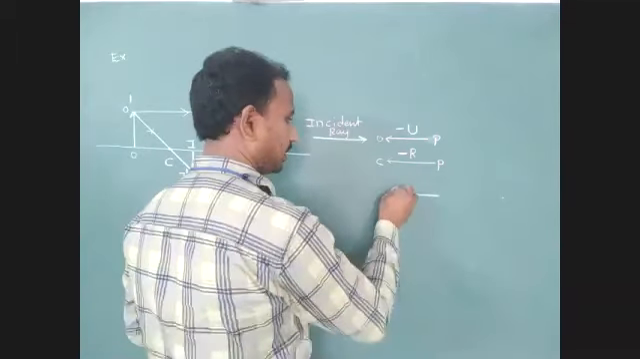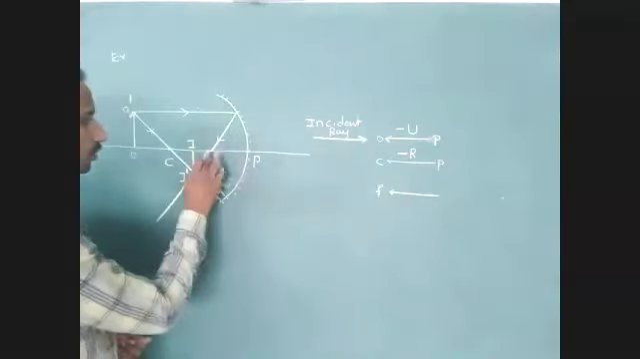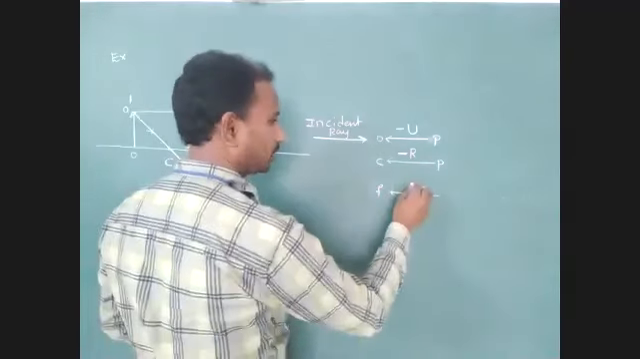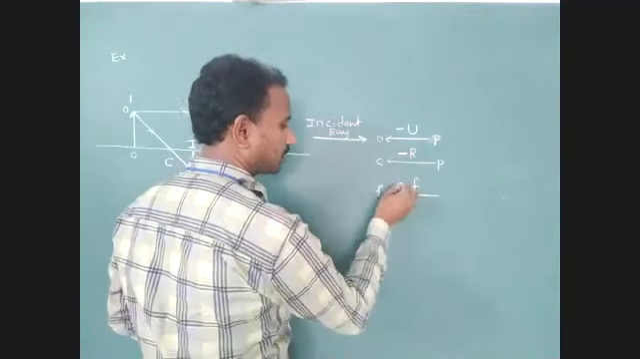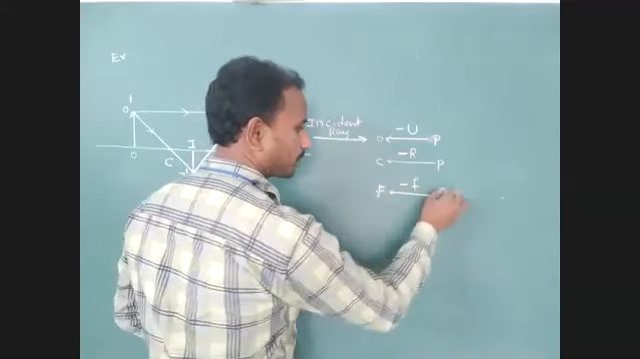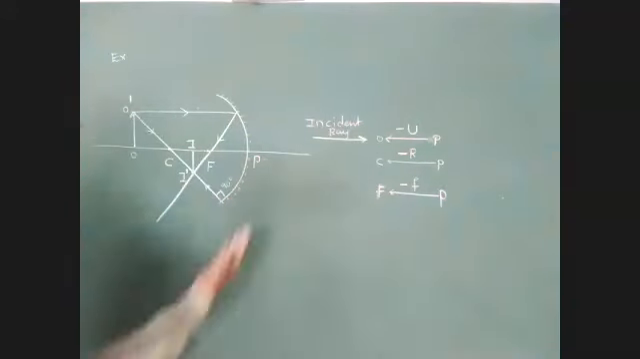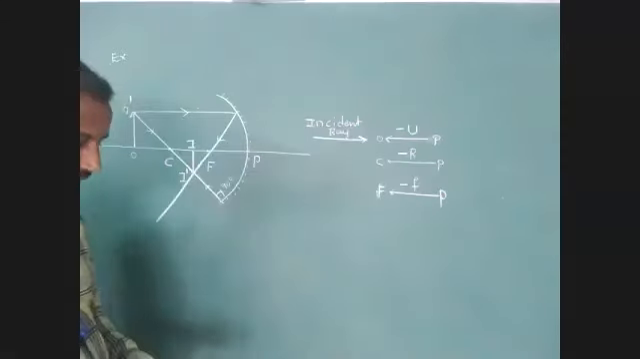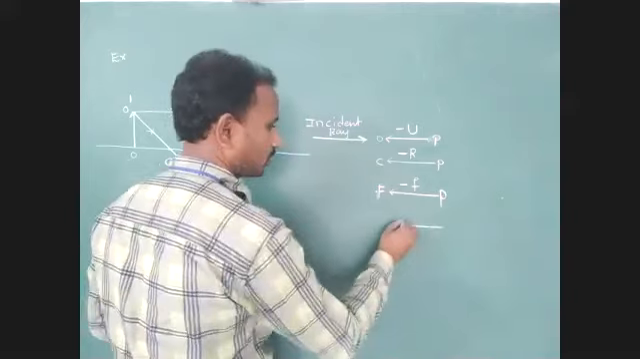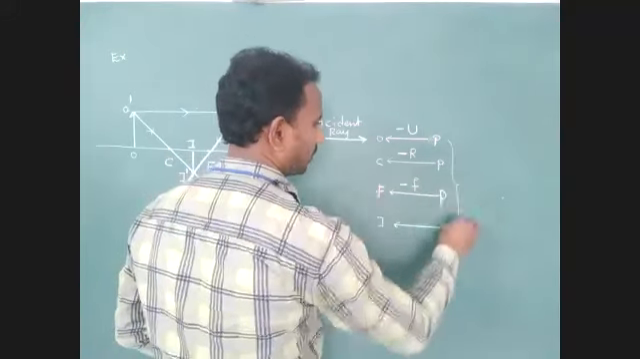Next, one more point. Here you can calculate the focal length. The focal length is from the pole to the principal focus. In this pole to principal focus direction, you calculate the focal length. Sign convention for focal length is minus. Okay, students, the next one, we have to find the image distance, from the pole to the image formation point. So here, the reference is the pole.